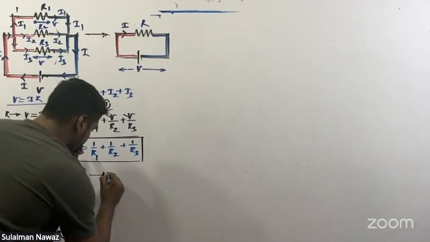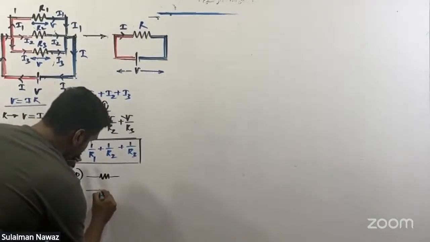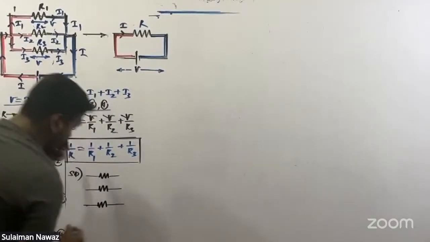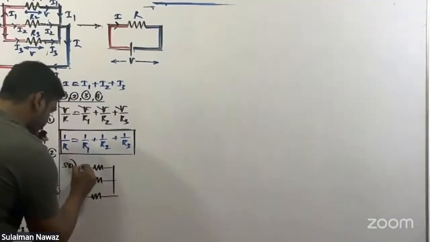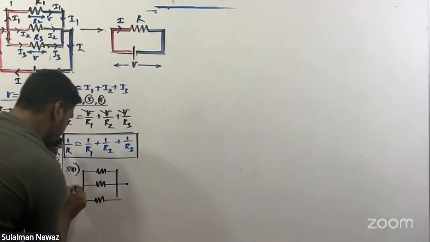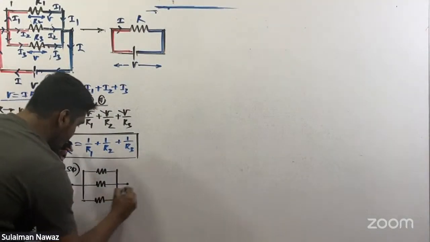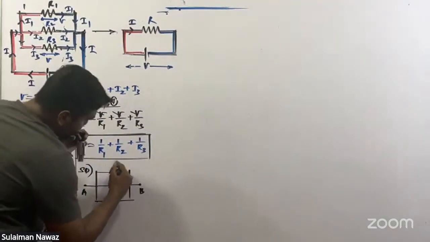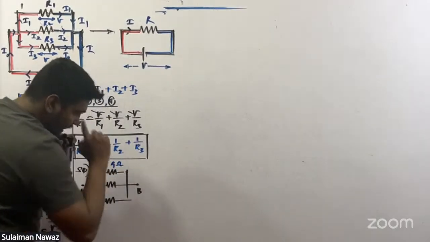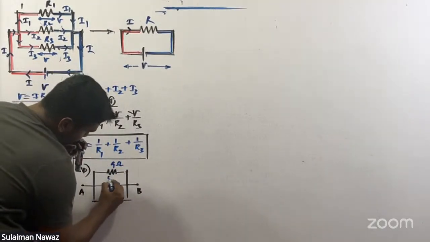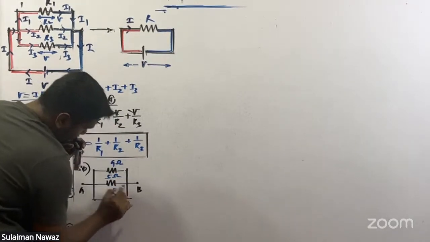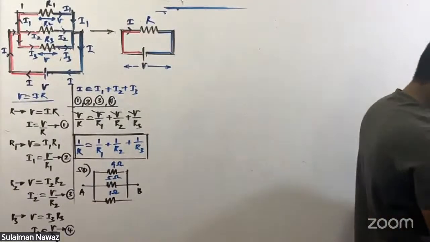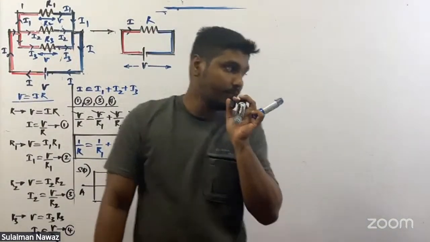There are 3 resistors in parallel. So you want to find the equivalent resistance between the terminals A and B. They have given the resistance of this resistor as 9 ohms. This one is 5 ohms. This is 1 ohm. Find the equivalent resistance.